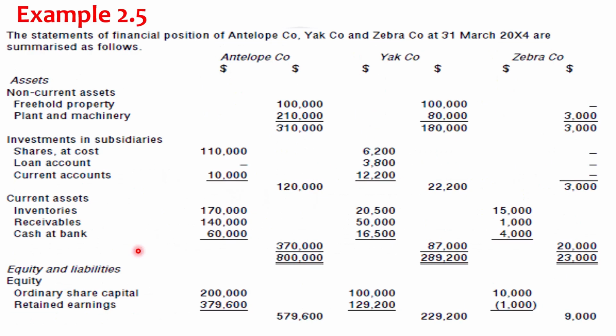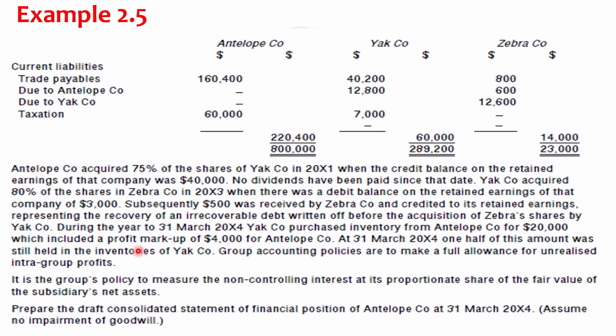We have inventory, receivables, cash, equity, and retained earnings. Then we come to the notes. Antelope Company acquired 75% of the shares of Young in 20x1 when the credit balance on the retained earnings of that company was 40,000. No dividend had been paid since that date. Young Company acquired 80% of the shares in Zebra in 20x3. So here we have a parent and a subsidiary, Antelope and Young, then Young acquiring Zebra.